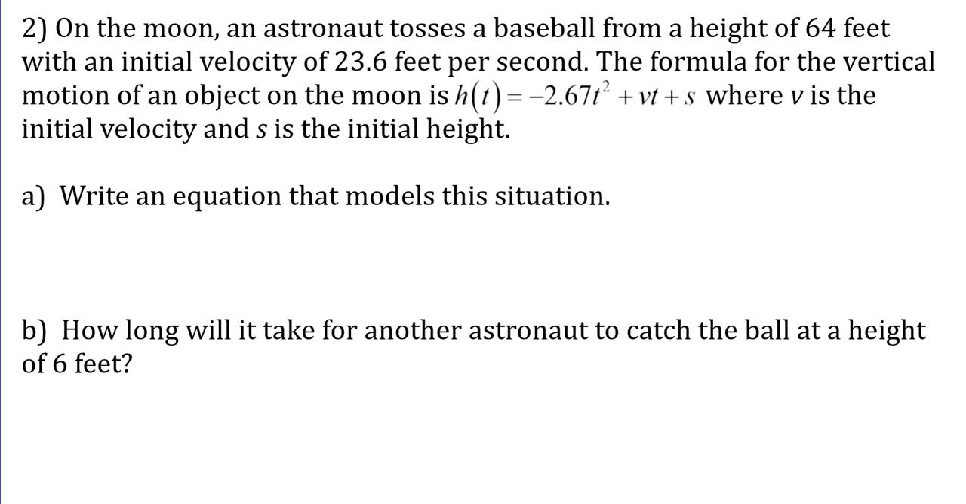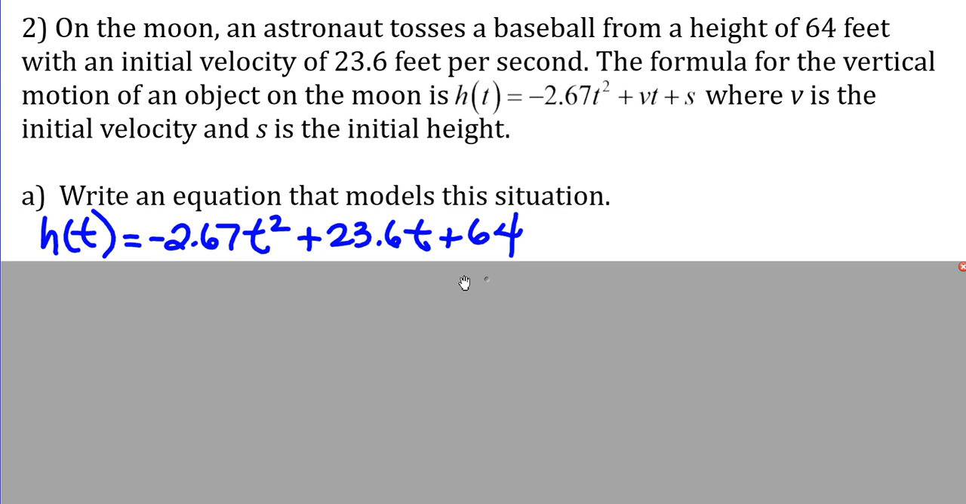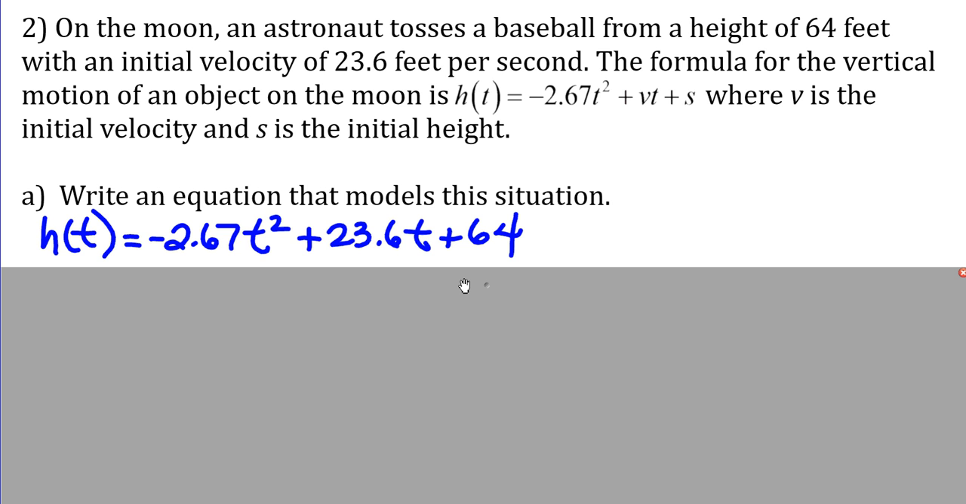So, do we know the value for v, and do we know the value for s? V is the initial velocity, and they said it's going to be 23.6 feet. So that is going to have to get substituted here for v. Now for s, talking about the initial height, we see how the baseball is being tossed from a height of 64 feet, so that's going to get substituted in here. So our function should look like this. h of t equals negative 2.67 t squared plus 23.6 t plus 64.